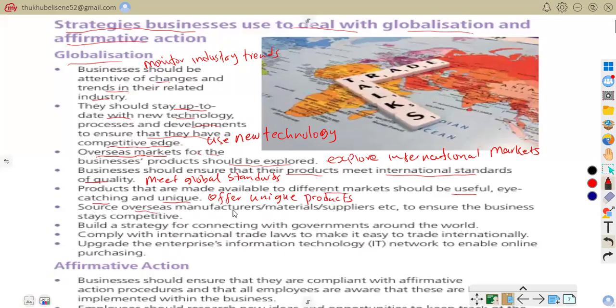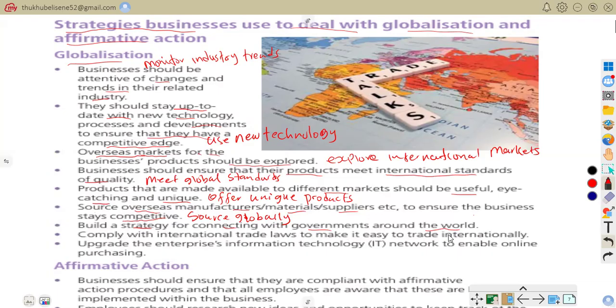Source overseas manufacturers, materials, suppliers, and so on, to ensure the business stays competitive. Source globally. That's what you're saying. That is that. We need to say, buy cheaper materials worldwide. You import raw materials. Build a strategy for connecting with governments around the world.